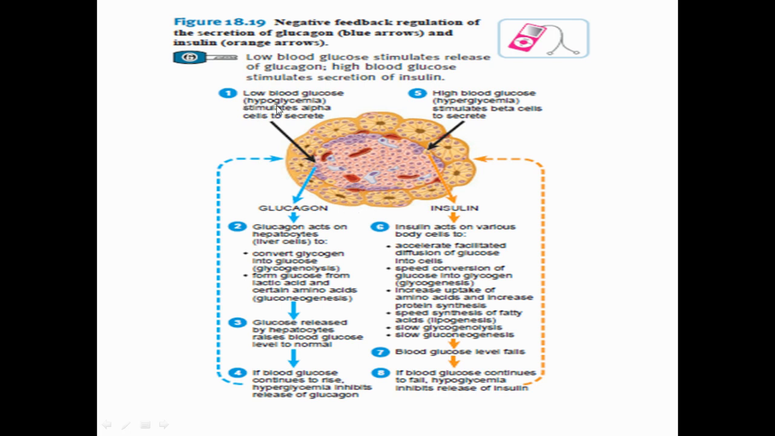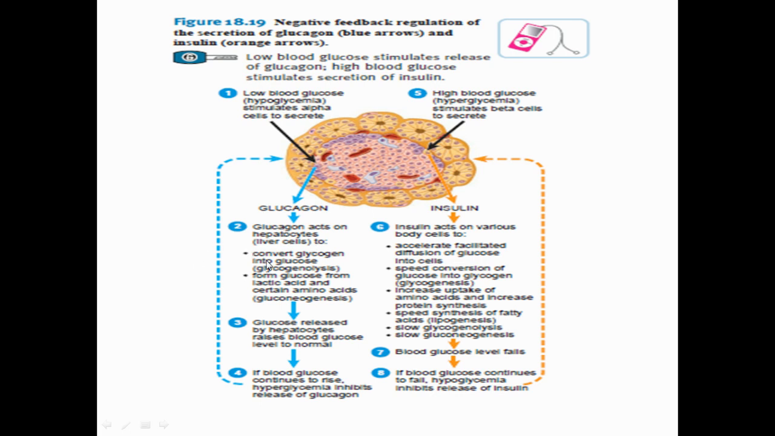When the concentration of glucose in the blood goes down, it leads to a condition called hypoglycemia. This hypoglycemia, or lower concentration of glucose in the blood, stimulates the alpha cells to secrete glucagon. Now, what is the action of glucagon? It will act upon the hepatocytes, or the liver cells. So, what do they do?